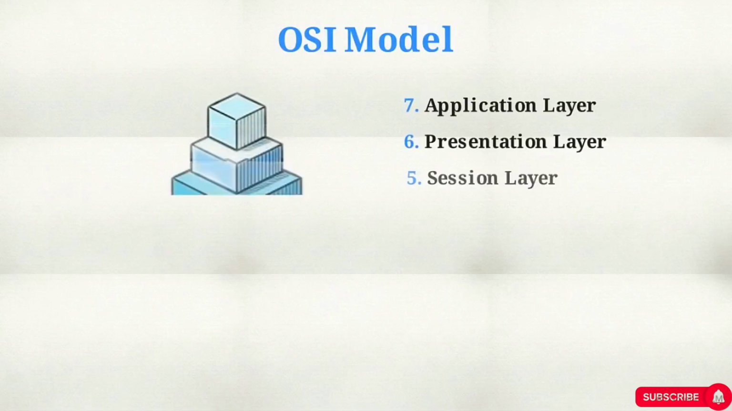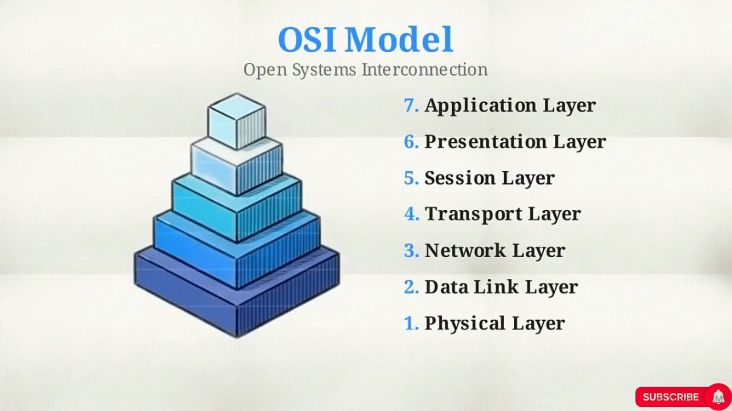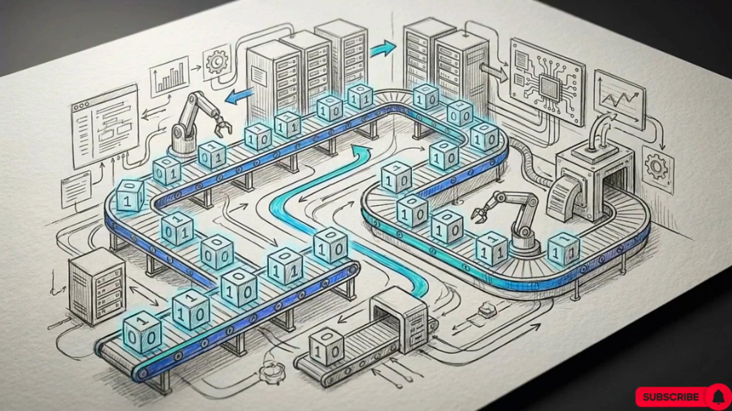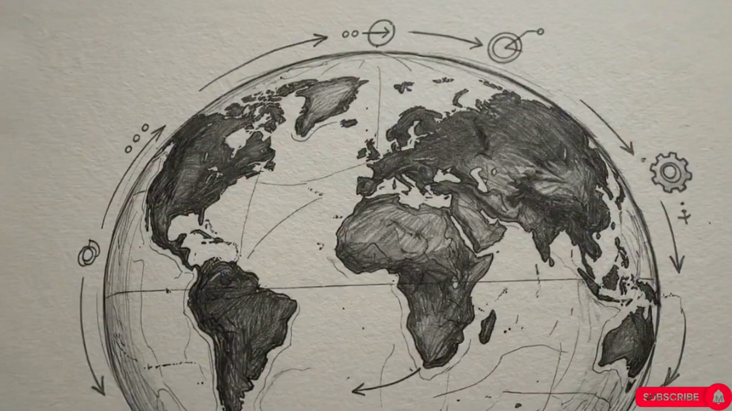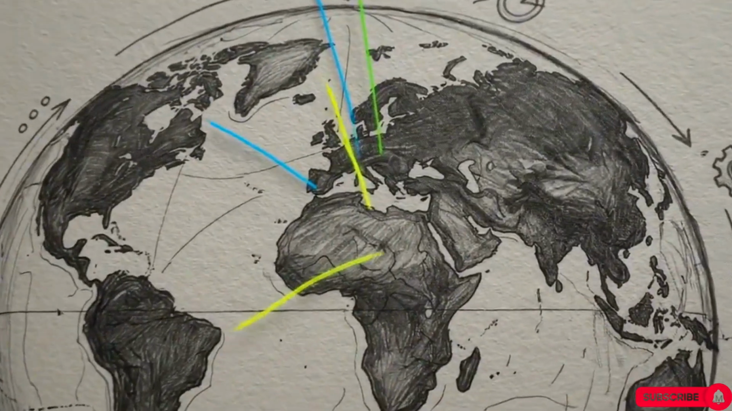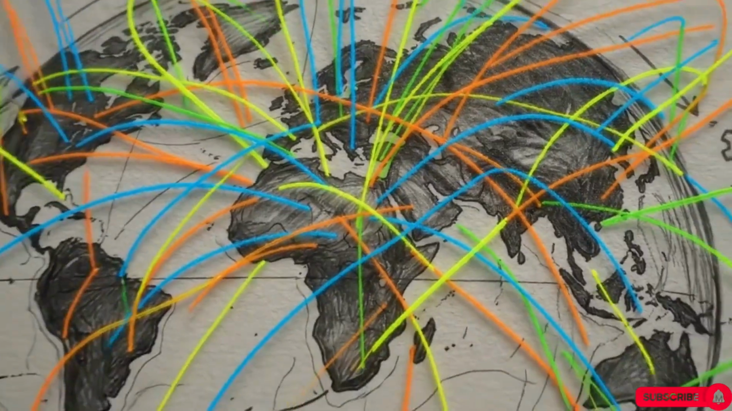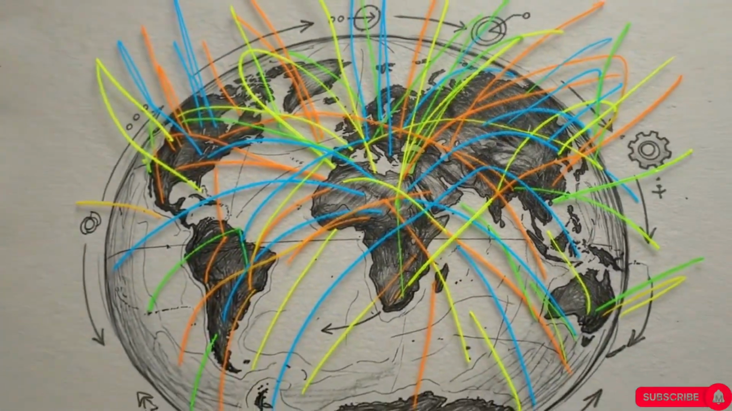This is the OSI model, a 7-step blueprint that makes all internet communication possible. This system functions as an international logistics and postal service, but instead of sorting physical packages, it is built exclusively to handle digital data. When these 7 steps work in harmony, they create a highly organized, invisible global infrastructure that moves data across the world in an instant.